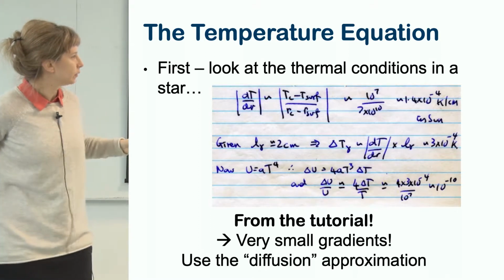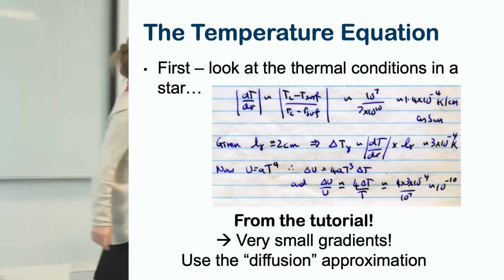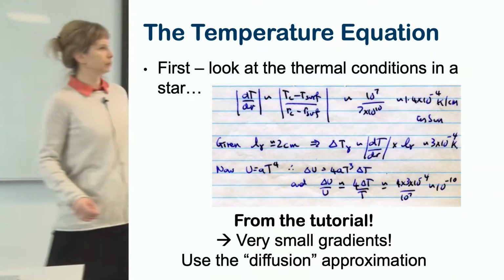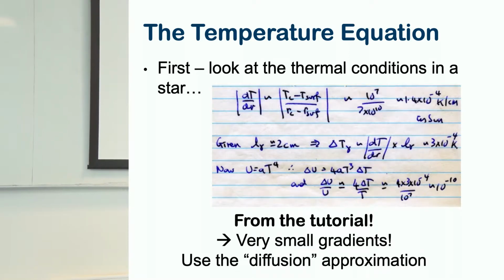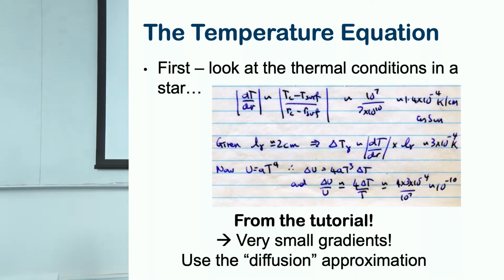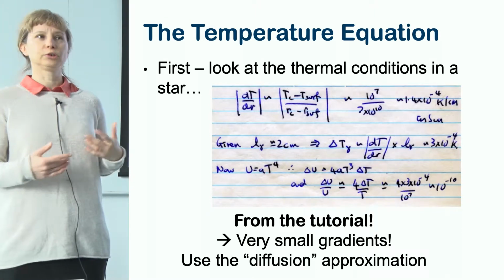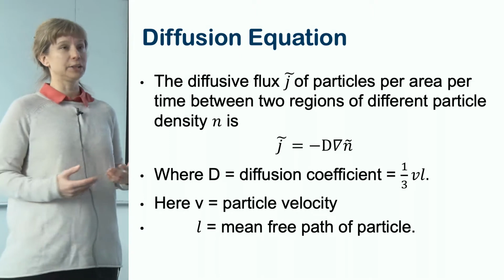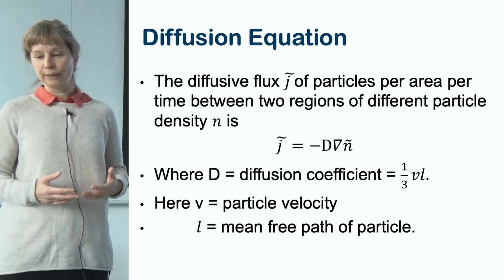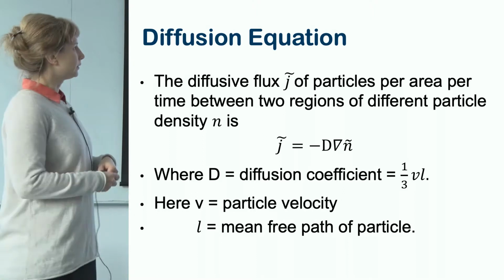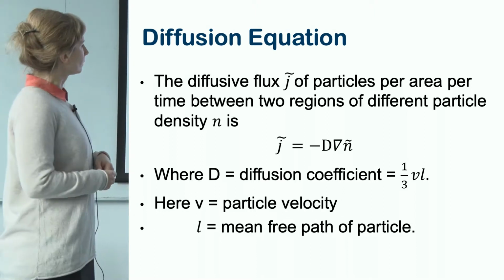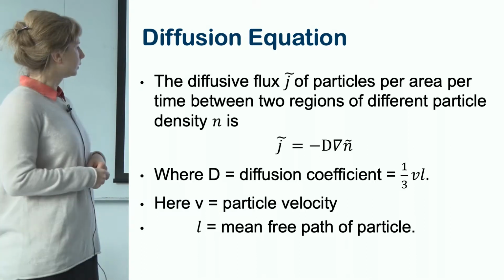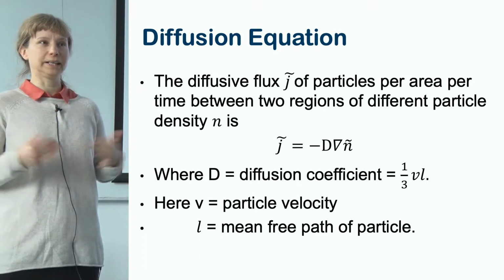This shows that in general we have fairly small gradients in terms of the energy density, nu, and also the change in temperature. Because we have small gradients, maybe we can turn down the lights. We can use the diffusion approximation in order to treat our temperature gradients, and this is what we're going to do. So the diffusion approximation: let's say you have a diffusive flux of particles per area per time between two regions of different particle density. This is very general at this stage. D is our diffusion coefficient, which is 1/3 times the velocity times some length scale, which is the mean free path of particles in our regions.